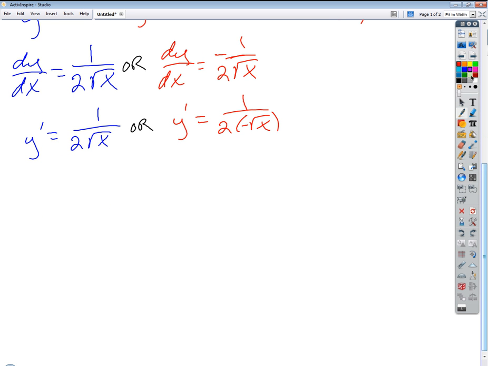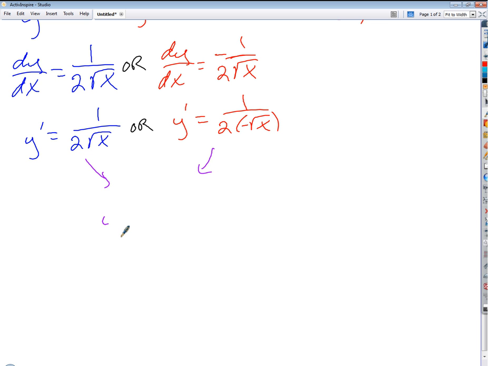So look how slick this is. This is what they teach you in teacher college. This is really good stuff. We could rewrite both of these as y prime equals 1 over 2y.